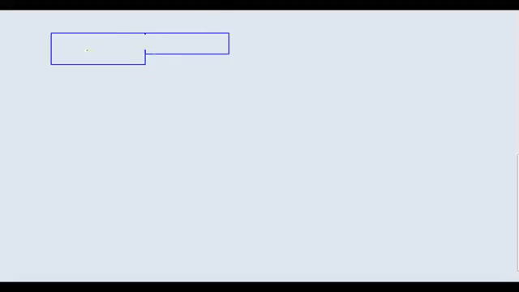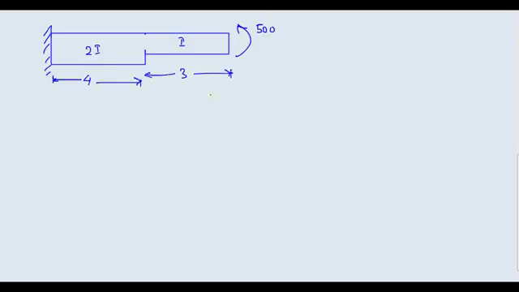Let's start with a simple problem. Suppose you have one beam here which consists of these types of sections. The inertia of this section is 2I, the inertia of this section is I, this end is fixed, and you are applying an external moment of 500 kilonewton meter. This length is 4 meters and this length is 3 meters. Young's modulus is E.